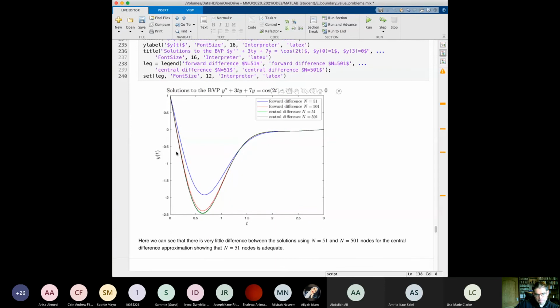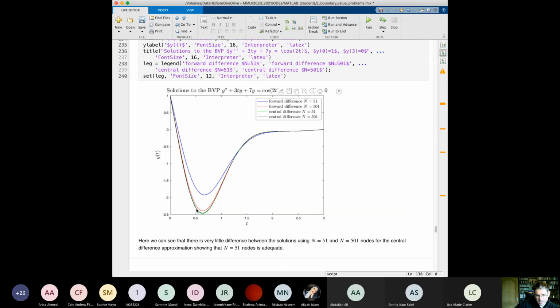The blue line was the solution using the forward difference for the first order derivative with 51 nodes. The red line was the solution using the forward difference but with 501 nodes. There's a pale green line, which you can't really see because it's underneath a black line, just there, which is the solution using 51 nodes with our central difference, our second order approximation. And the black line is the same central difference using 501 nodes.